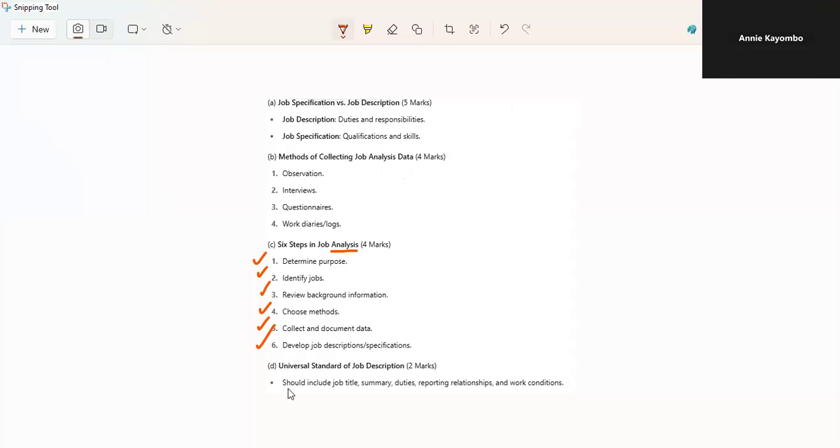So it contains the position title, the salary scale of that position and the level, then the name of the occupant, the department or section, and the organization name. Then it also looks at the summary of the job or the job purpose, the key result areas and the principal accountabilities. Then it also looks at the duties, the reporting structure, as well as conditions and external and internal contacts.